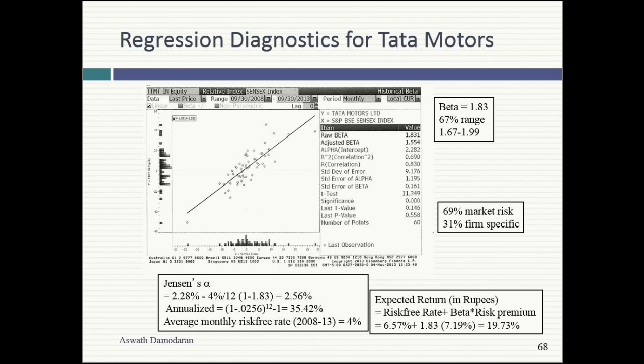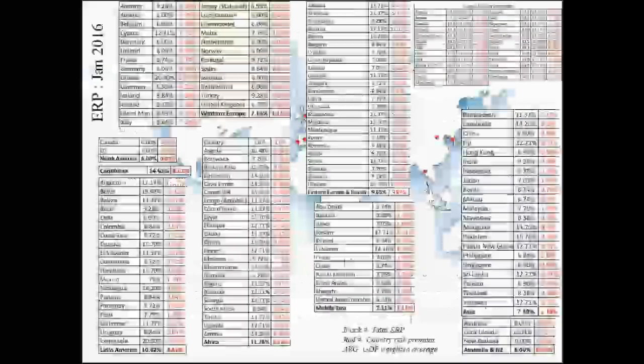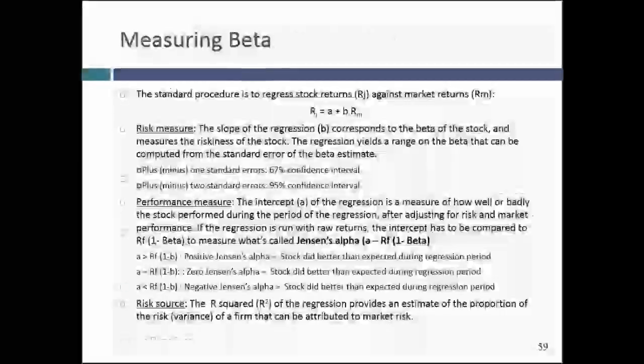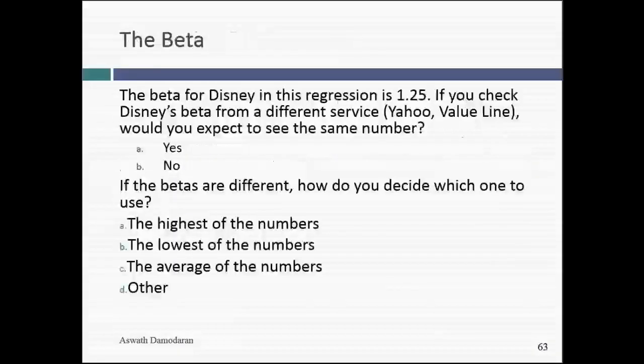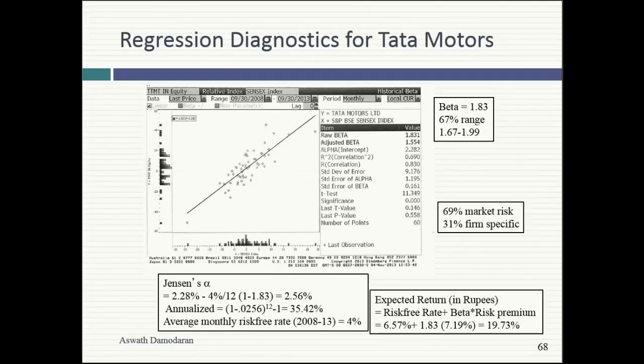Right? So, how did you get 7.19? Premium. That came from the 7.19 weighted average. So everything is connected to some previous page if you look far enough back. One final thing, the Jensen's alpha for Tata Motors was 35.42%.